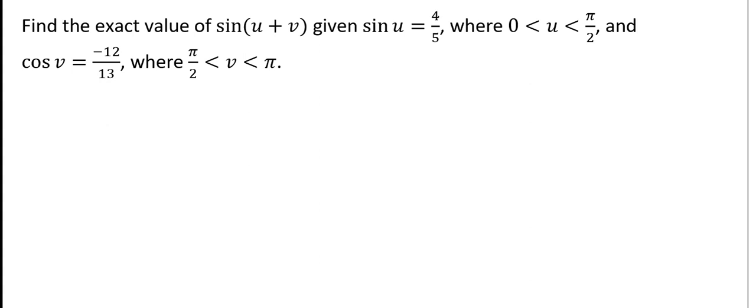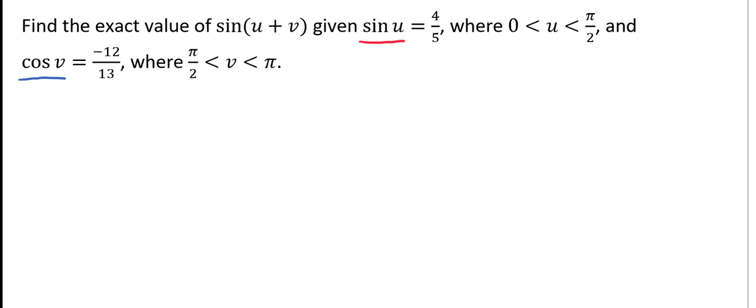In this video, we're going to be evaluating a trigonometric expression. So here we're going to find the exact value of the sine of u plus v, given that the sine of u is 4/5, where u is between 0 and pi over 2, which is the first quadrant, and cosine of v equals -12/13, where v is between pi over 2 and pi, which is in the second quadrant.